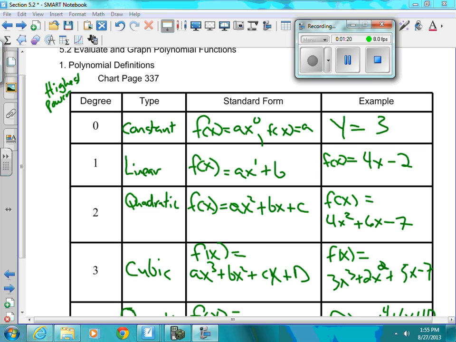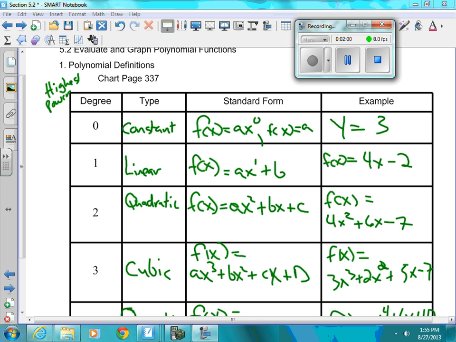First of all, degree 0, it's called a constant function. You can write it in standard form as f of x equals a times x to the 0, or f of x equals a. Basically, there is no variable in the equation other than y equals a number. So there's no variables on the right side of the equation, so to speak. No x squareds, no x cubes, no x's. It's just y equals 3, y equals 4. So my example here is y equals 3. That's a constant function. That will be a horizontal line.